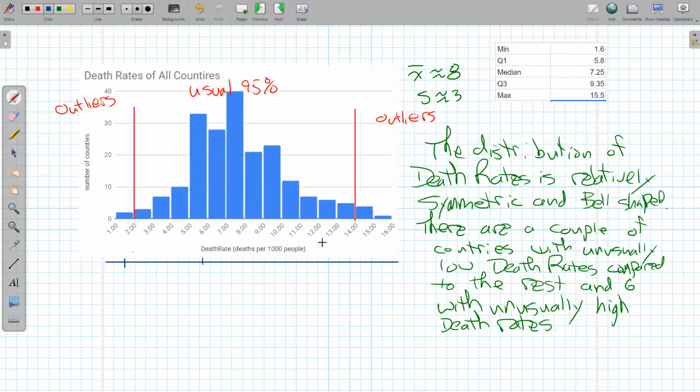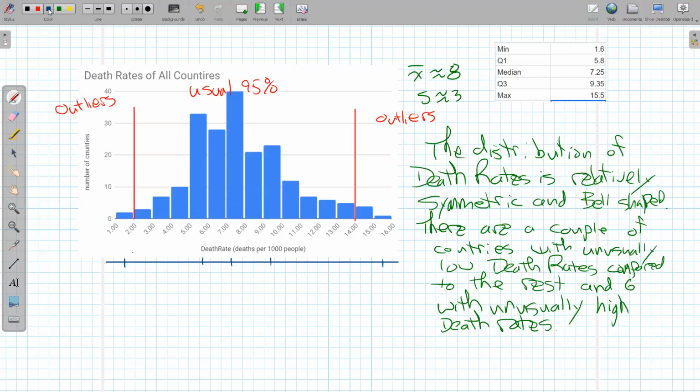Median, 7.25. So 7, 8, that's 7.5, 7.25, probably about there. 9.35, so about a little over a third of the way to 10, which I think is going to be about there. And then 15.5, so halfway in between, probably about there. So I've marked off the numbers on a nice linear scale. I always like to do it with the histogram for a comparison there.